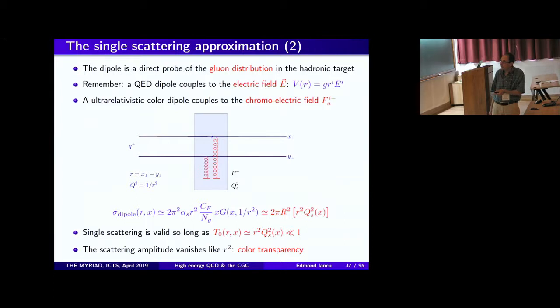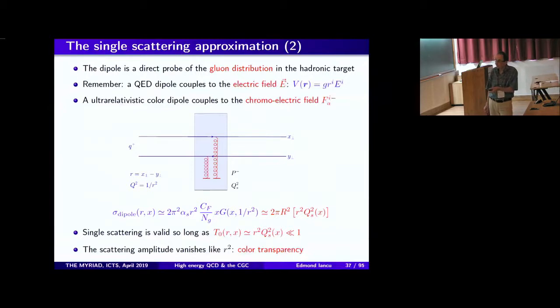And by the way, note that the dipole cross section vanishes as R squared when R goes to zero, when the dipole size goes to zero. This is just a statement that a dipole of zero size cannot scatter, because this is a quark anti-quark dipole. So the only non-trivial moment of a quark anti-quark dipole, if they're on top of each other, they have no dipole moment, it's zero charge, zero dipole moment, they cannot scatter.